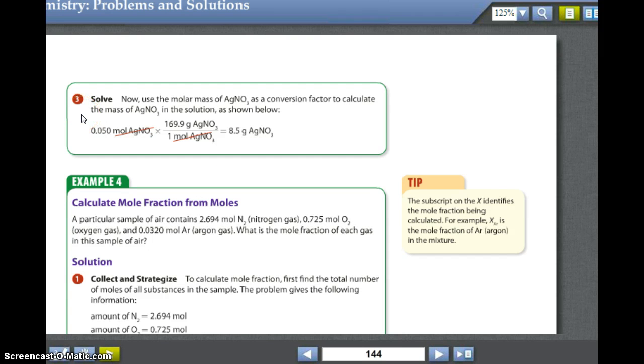Now use the molar mass of silver nitrate as a conversion factor to calculate the mass of silver nitrate in the solution as shown. So we have 0.05 moles. Moles has to go on the bottom to cancel it off. In 1 mole of AgNO3, if we look on our periodic table and add up how much each of these have for a mass, we get 169.9 grams. Put in your calculator, you get 8.5 grams of silver nitrate.